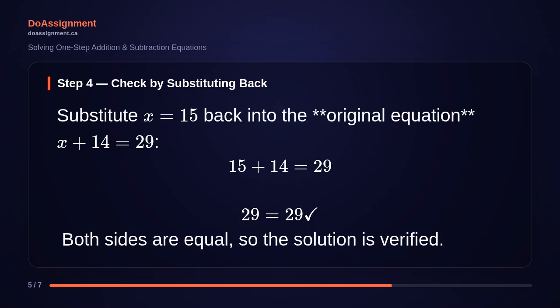Now we check our answer by plugging 15 back in for x in the original equation. 15 plus 14 equals 29. And 29 equals 29, that's true. Both sides match, so our solution is correct.